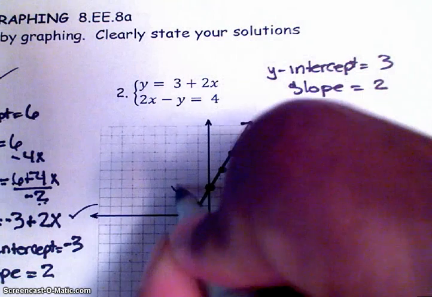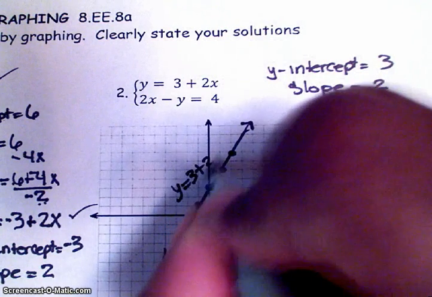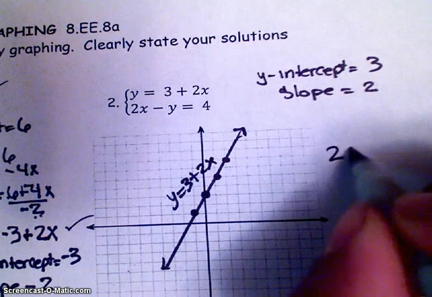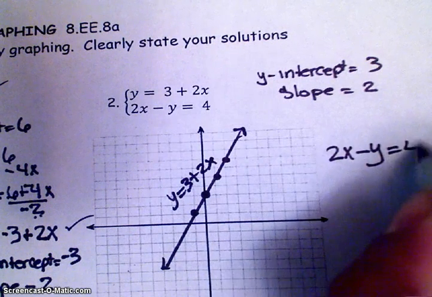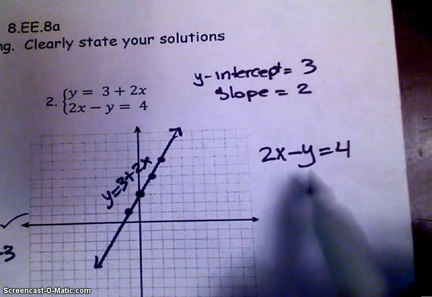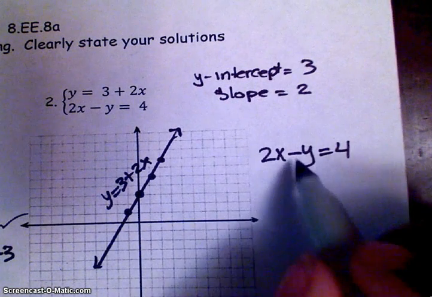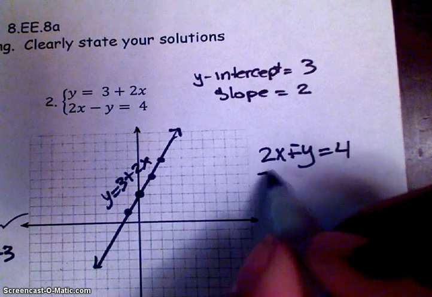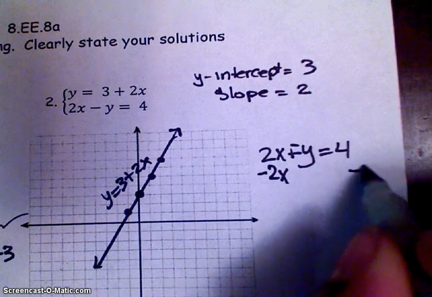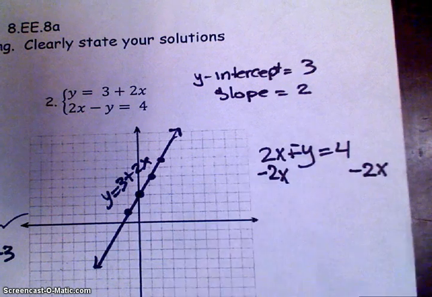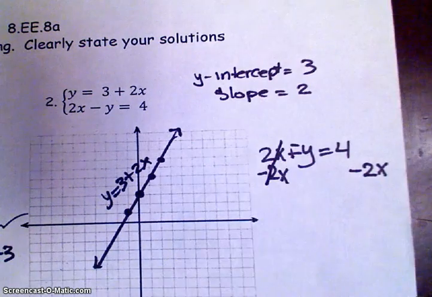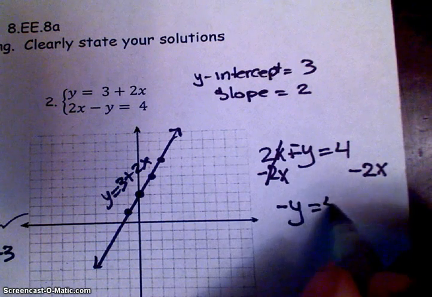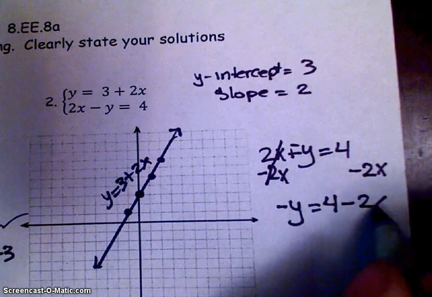So I have y equals 3 plus 2x. Then I'm going to take the second equation, 2x minus y equals 4. y is not by itself. I'm going to change this minus to add the opposite. Then I'm going to subtract 2x from both sides. 2x minus 2x simplifies to be 0. I'm left with negative y equals 4 minus 2x.